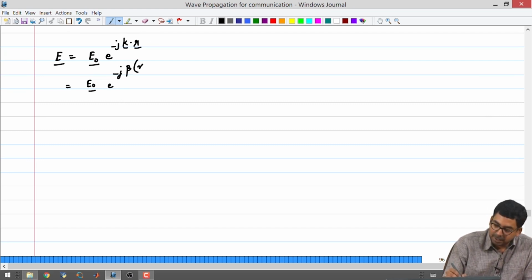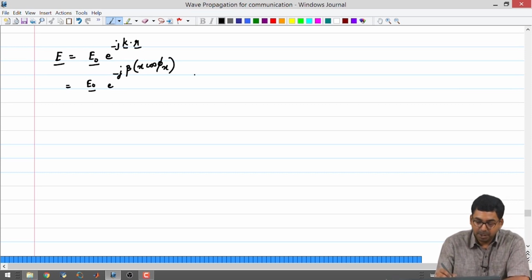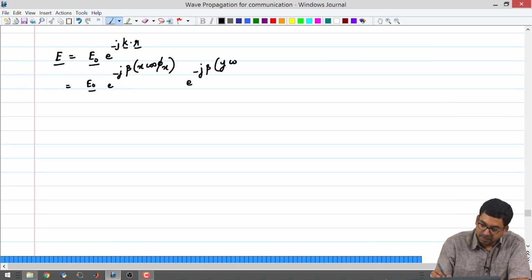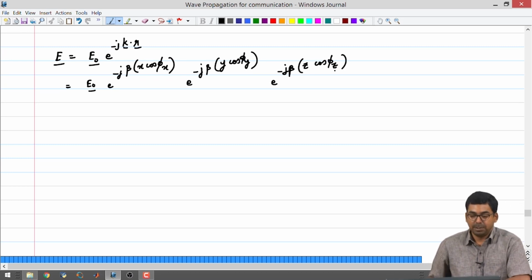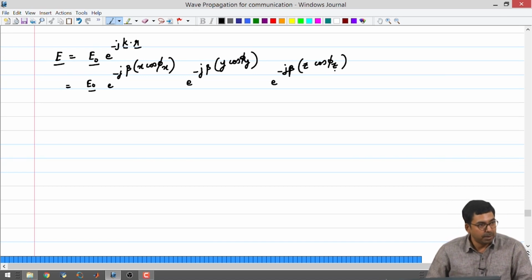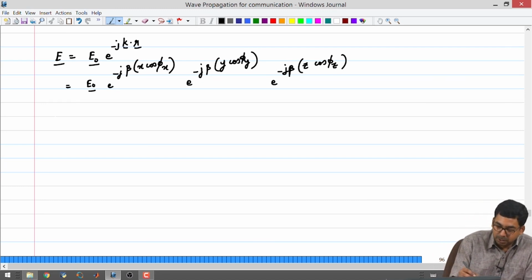So, you can say that beta x cos phi x, and you can have a term e to the minus j beta y cos phi y, e to the minus j beta z cos phi z. So, you have taken the dot product, the most generic case, and you have written it down. Now, another thing to remember in these cases is similar to your transmission lines.